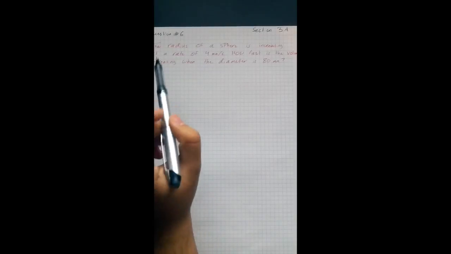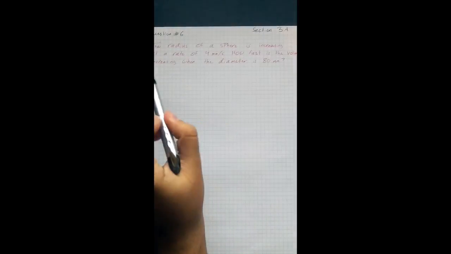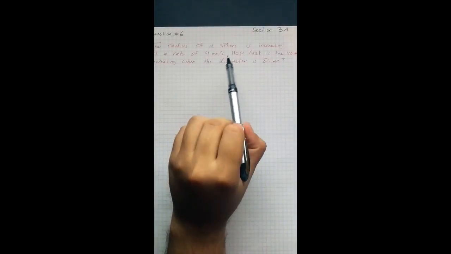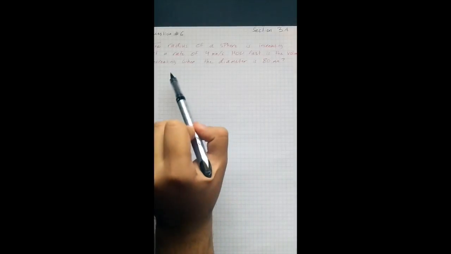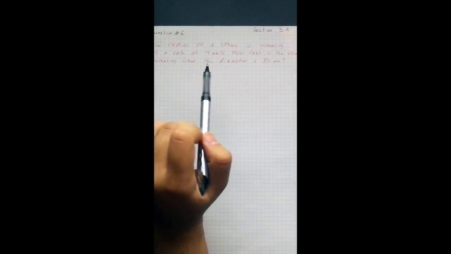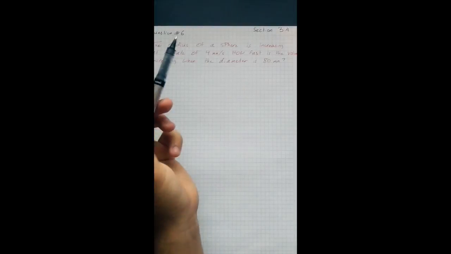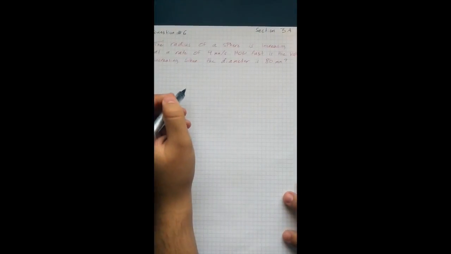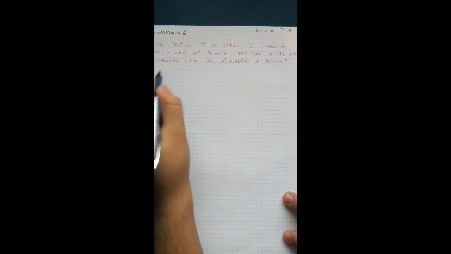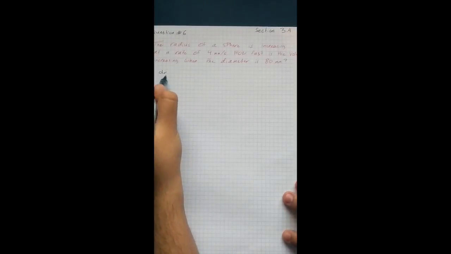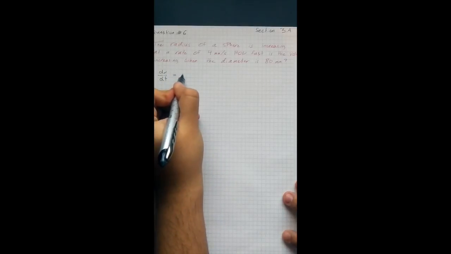So question 6 from section 3.9 says, the radius of a sphere is increasing at a rate of 4 millimeters per second. How fast is the volume increasing when the diameter is 80 millimeters? So the first thing, they give us that the radius of the sphere is increasing at a rate of 4 millimeters. So we write that down as dr/dt, and that equals 4 millimeters per second.